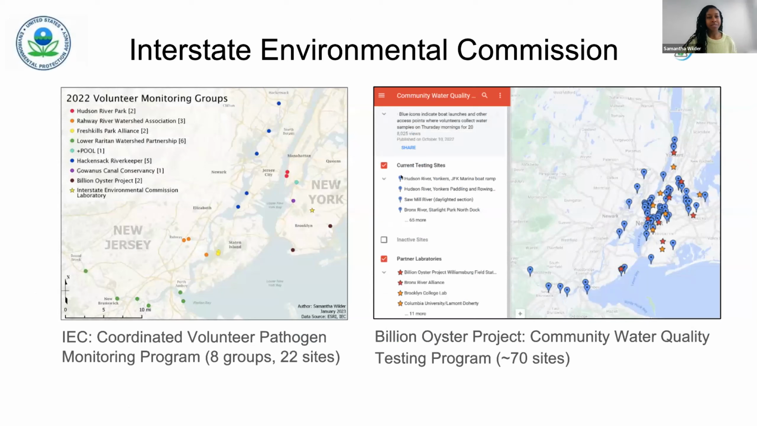Hi, everyone. I'm Samantha Wilder. I'm the program coordinator for our Coordinated Volunteer Pathogen Monitoring Program here at the Interstate Environmental Commission. And the Lower Raritan Watershed Partnership is one of 8 groups that I work with during the summer for monitoring locations that aren't generally monitored by any regulatory agencies.